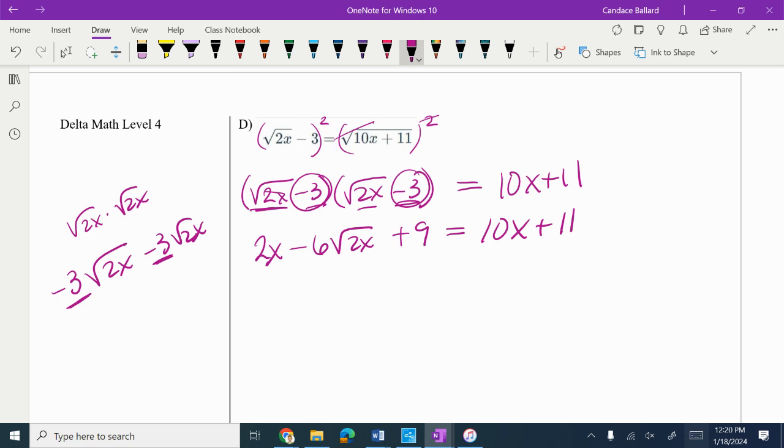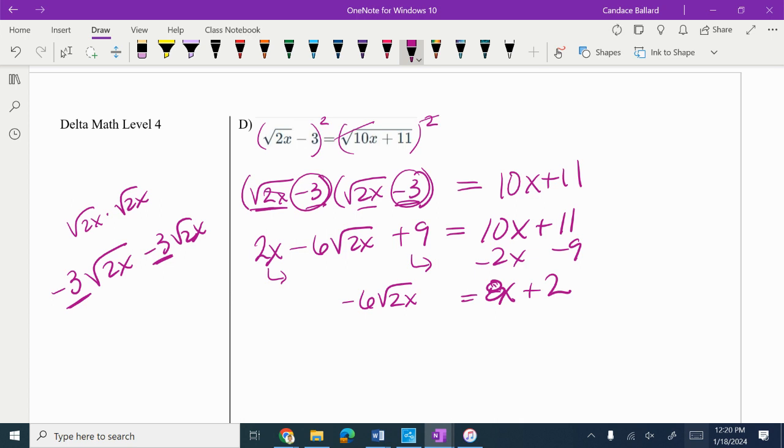Okay, I am now going to do some combining like terms. I'm going to try to move everything to the right except for the square root. So I'm going to move the 2x by subtracting it, which is going to give me 8x. I'm going to move the 9 by subtracting it, which is going to give me a 2. And then I'm just going to drop down the negative 6 square root of 2x.